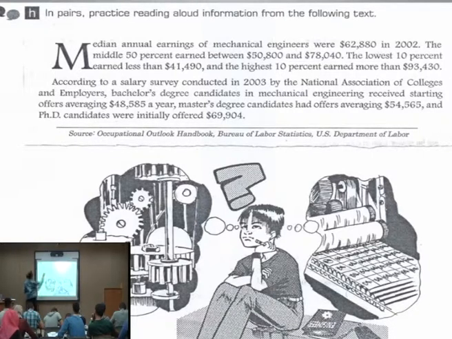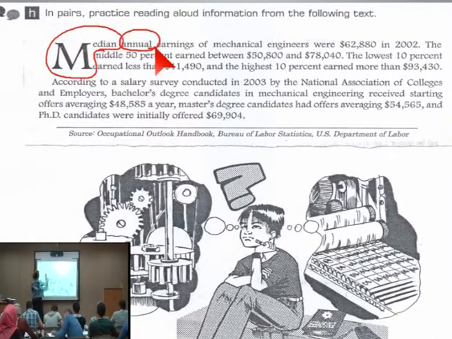Median annual earnings of mechanical engineers were 62. Very important words. Median, annual. Annual means yearly. Okay? Yearly. Earnings, the money you earn, the salary. Okay? So keep those three words in your mind. Median, annual, earnings. Okay? Please, go on.